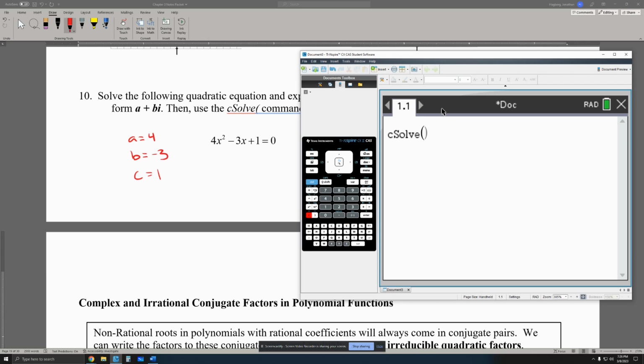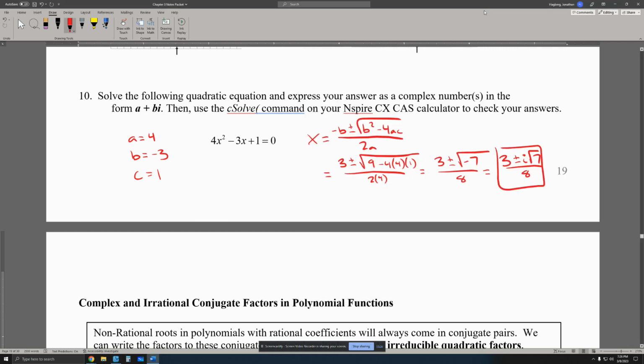And then plugging in the equation for x squared minus 3x plus 1 equals 0. And then comma, we're going to use x. So we're solving this equation for the variable x. I'm going to hit Enter. We see that we have 3 plus root 7 times i all over 8, and we have 3 minus root 7i all over 8. And so we verified our solution here. All right, go ahead and flip the page.